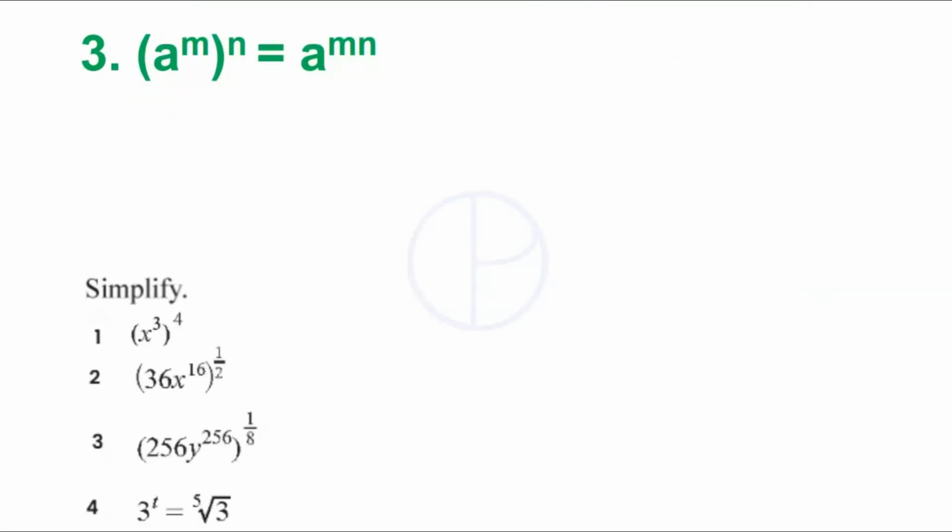Then the third law is raising a power to another power. So a power m, the whole thing raised to the power n is equal to a power m multiplied by n. So in the power there is a multiplication. When powers are raised to a power, we multiply the powers. Okay. For example, a square the whole power 3. This can be written as a power 2 multiplied by 3, which is 6.